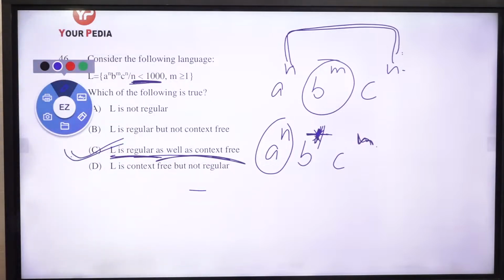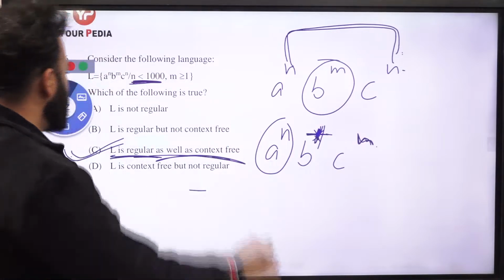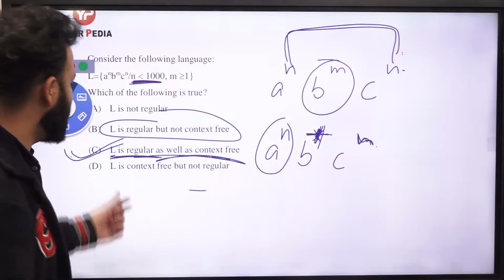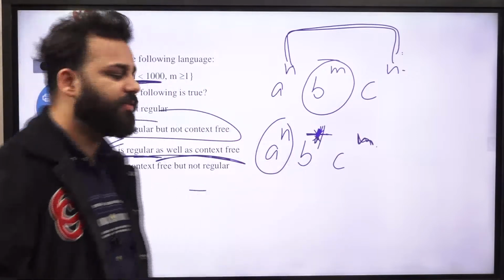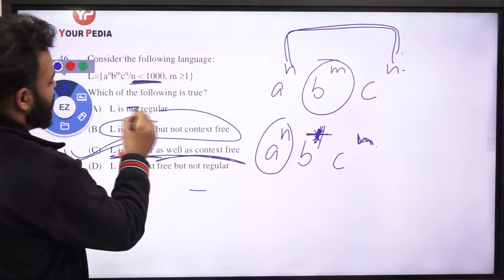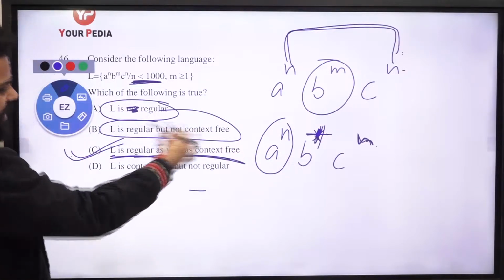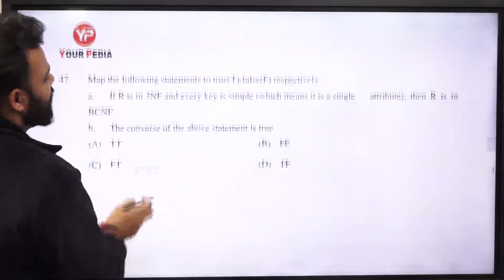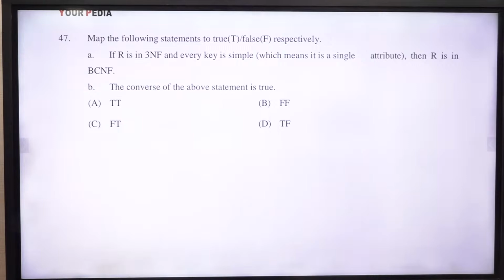So the correct option will be option C. Don't be in a hurry and mark that L is regular and not context free, because if L is regular, it will be context free as well. Sometimes the option will be like L is regular, so you will mark L is regular as well as L is context free. Anyways, these types of ambiguous options they will not give, but in case they give, you should be prepared to answer them in that way.